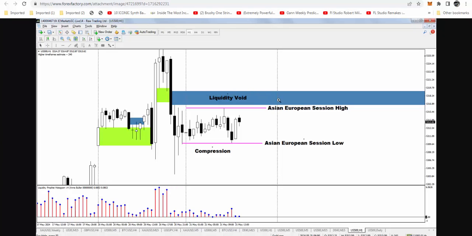So liquidity voids are usually areas where the market will retest and then move away from. So for me, this was a very interesting area to look for a trade. Let's have a look closer. So this analysis was posted on a forum called Forex Factory.